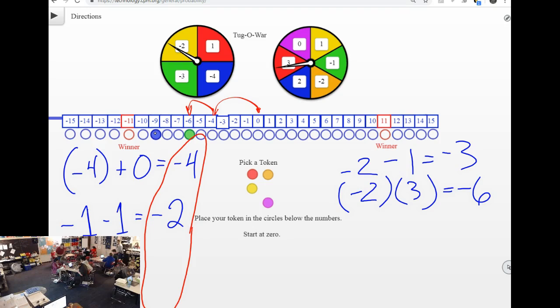Positive. Yes, you end up at positive 1. Yeah, you have to go the direction of your sign. You get a positive answer, you gotta go right. Negative answer, gotta go left.